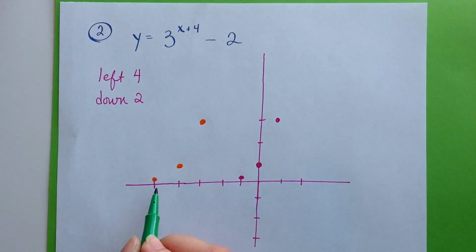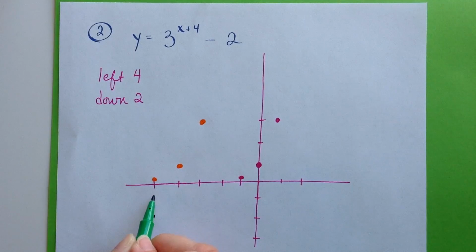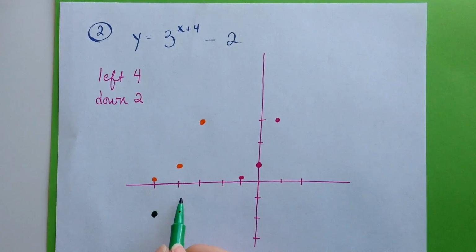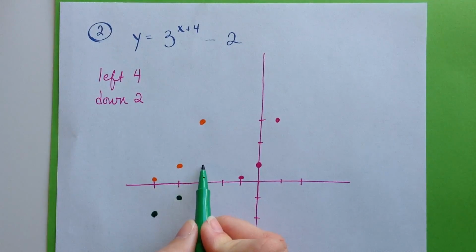Okay, so I'll start with this one and go down 2, which is going to put it just a little bit above the negative 2. You see how it's a little bit above the x-axis here, so then 1 unit would be a little bit above the negative 1, so this one would be a little bit above the negative 2. Okay, and then this one down 2, and now finally this one down 2.